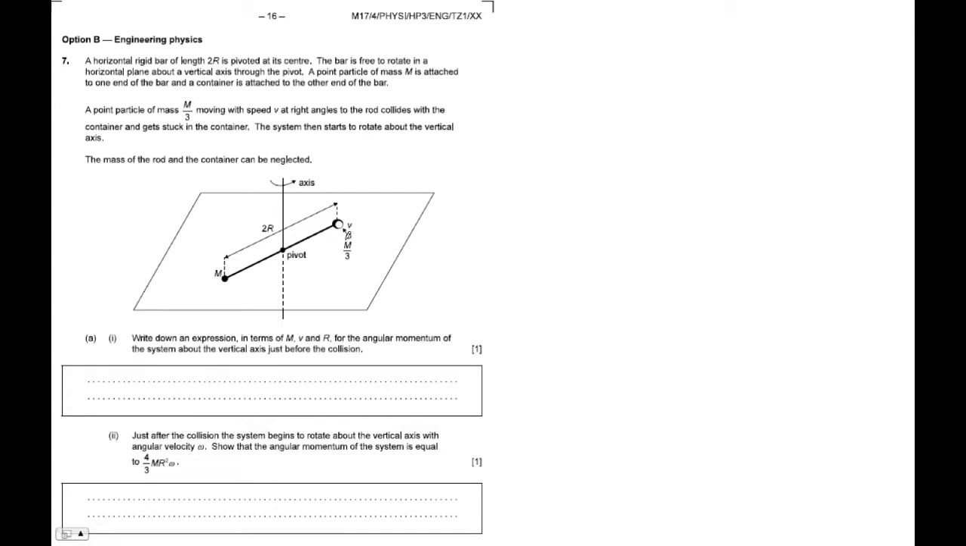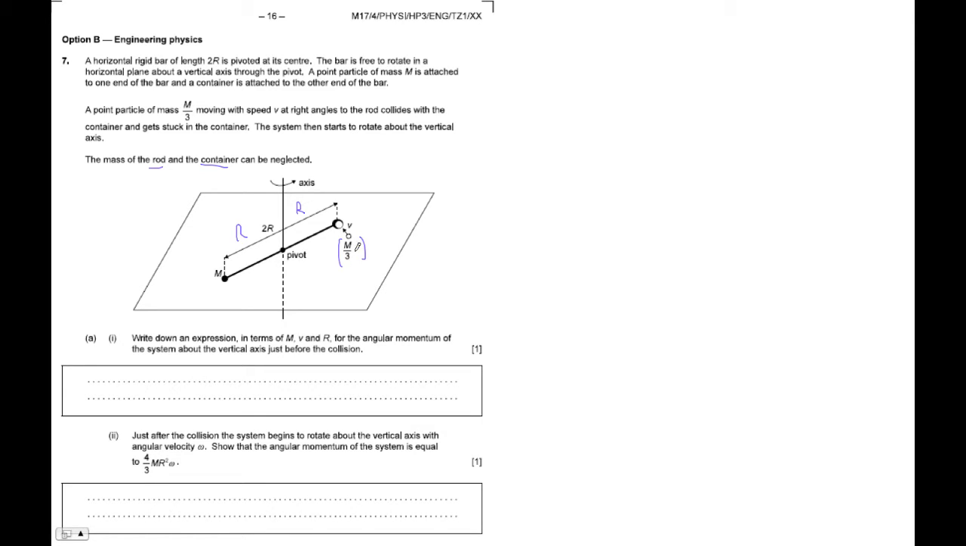Okay, so we've got this mass. This mass is m, and then a mass that's 1/3 as big as that collides with this little thing there, and the rod and the container, we're going to neglect that mass. Notice that the radius of this is r. This one's r away, that one's r away. The distance from end to end is 2r, right? So this is a little bit convenient, right?